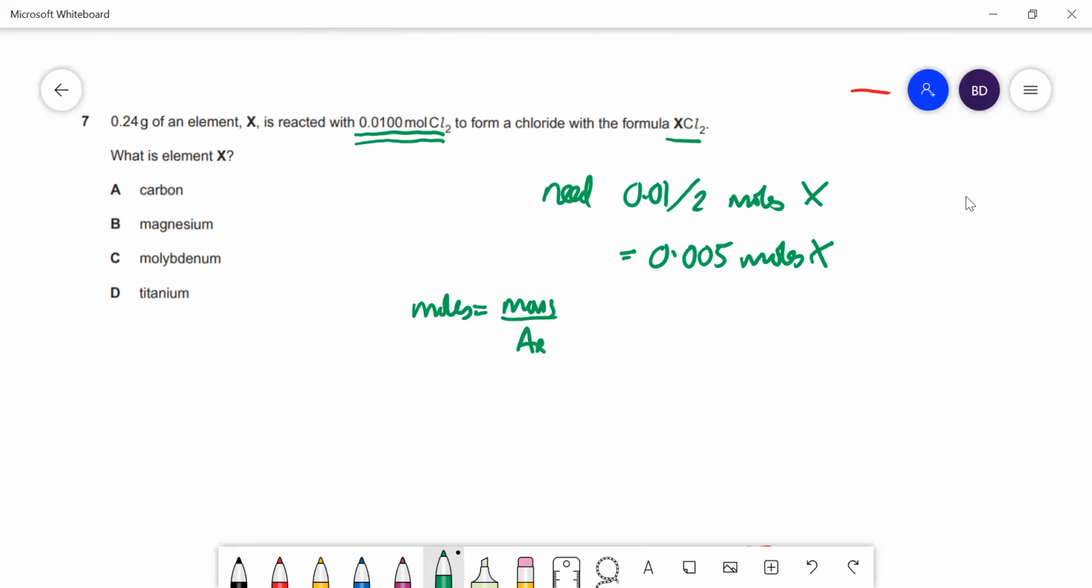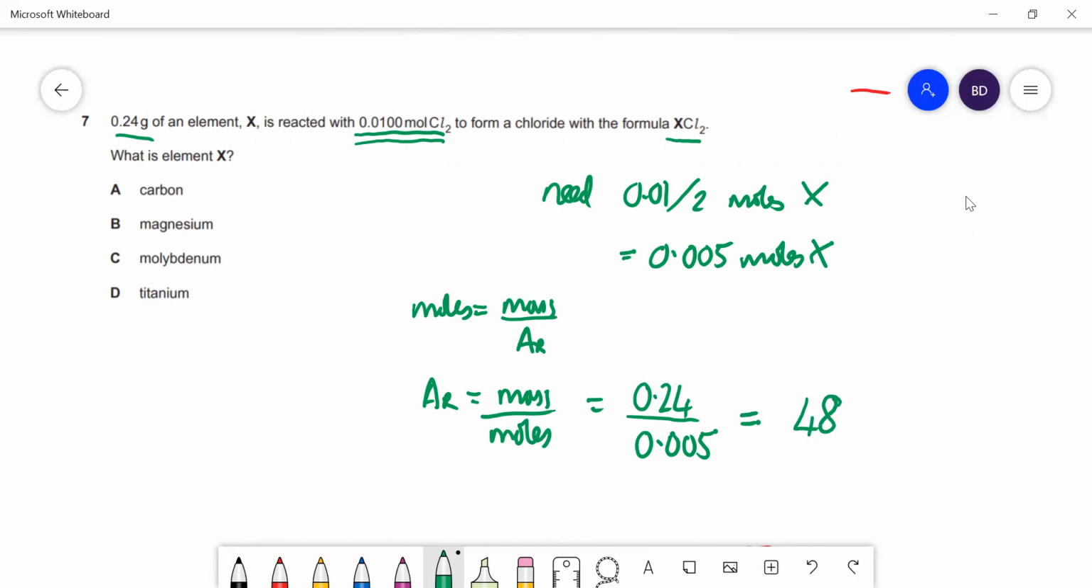Now we know that moles is equal to mass over AR for an element, relative atomic mass. We want to find out AR of this element, so rearrange. AR is equal to mass over moles. Our mass is 0.24 grams, they tell us there. The number of moles is 0.005. Okay, so that is going to give us an AR of 48. And you look in your periodic table, which of those elements has a relative atomic mass of 48? It's titanium. D is the answer for that one.